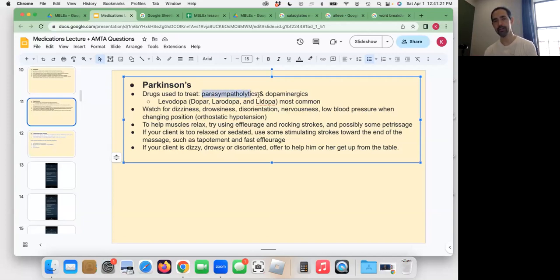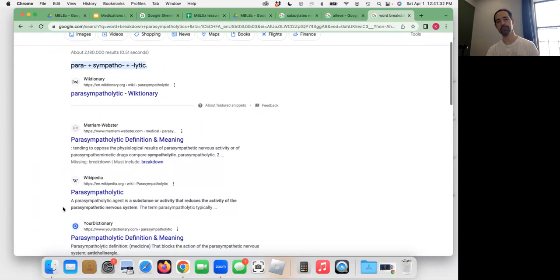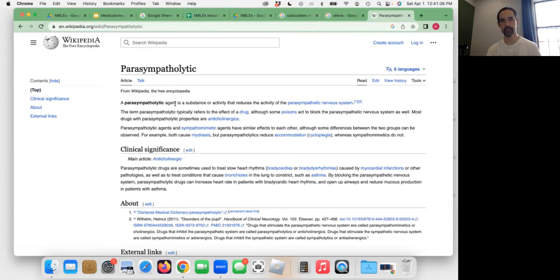But anyway, someone who's taking a Parkinson's drug is taking a drug which increases the parasympathetic tone. I'm sorry, reduces the parasympathetic tone. So it reduces the parasympathetic tone of the nervous system. Let's see.